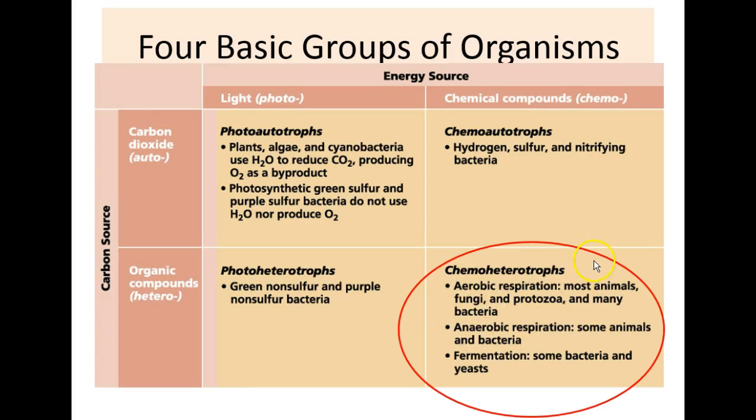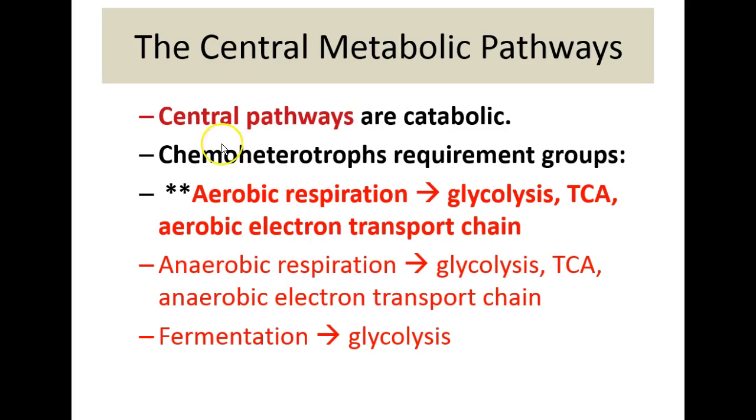Notice that in the chemoheterotroph group, we have 3 types of metabolic requirements: the organisms who go through aerobic respiration, those who go through anaerobic respiration, and the fermenters. So the central metabolic pathways are catabolic. Among the chemoheterotrophs, we have the groups that undergo aerobic respiration.